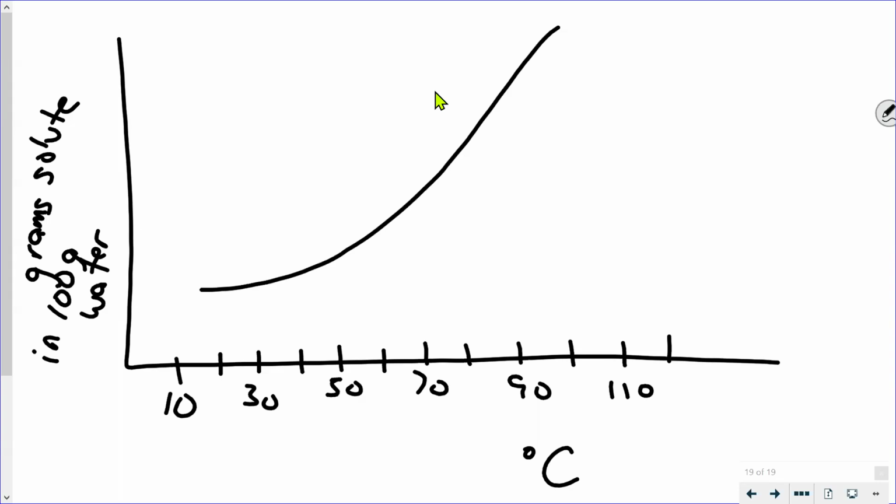Another question you might be asked is about point A, point B, and point C. Which one is unsaturated? B, because it's under the curve. Which one is saturated? The ones roughly on the curve, and therefore A is supersaturated. All right. So those are all questions you might be asked that do not involve a calculation.